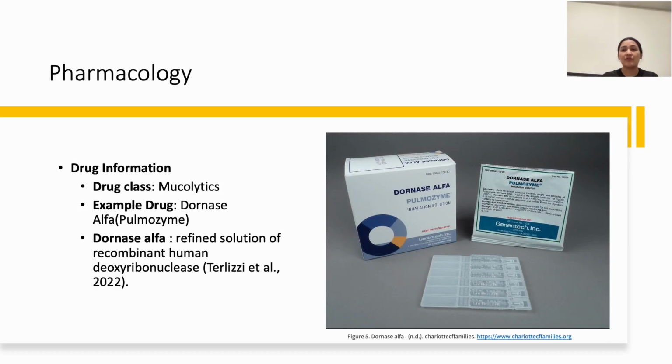Now let's talk about pharmacology. The drug class is mucolytics, and the example drug is dornase alpha, which is also known as Pulmozyme. Dornase alpha is a highly refined solution of recombinant human deoxyribonuclease. The enzyme can normally be found in human tissues. However, as a drug, it is produced microbially and delivered via inhalation.